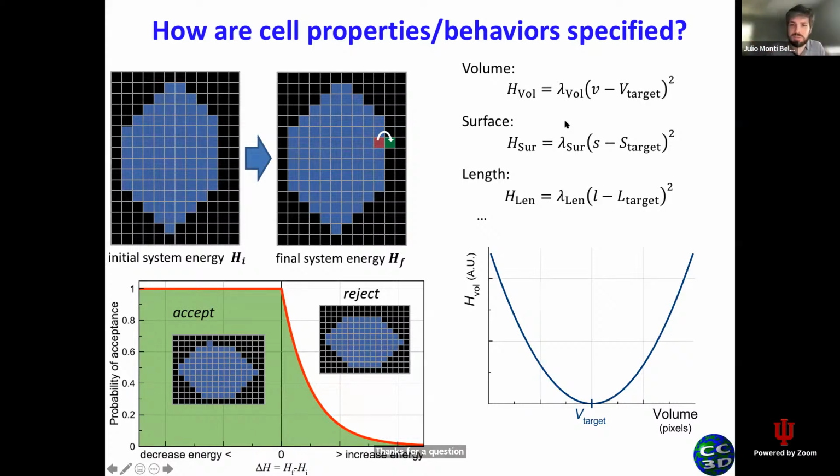Avishek, you have a question. Yeah. So, what is the length L target? That's for that's when you want to add the aspect ratio to the cell.